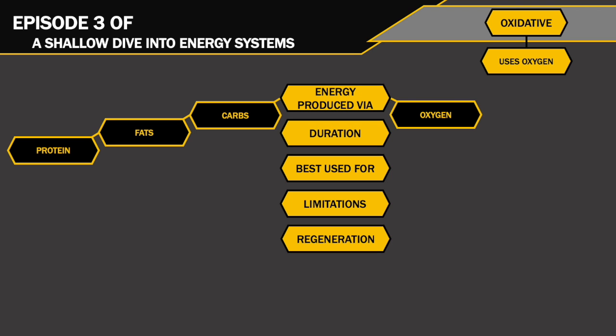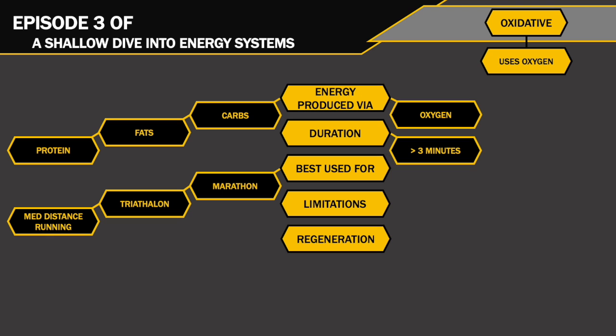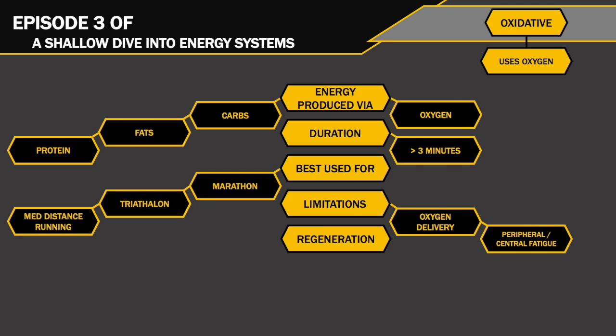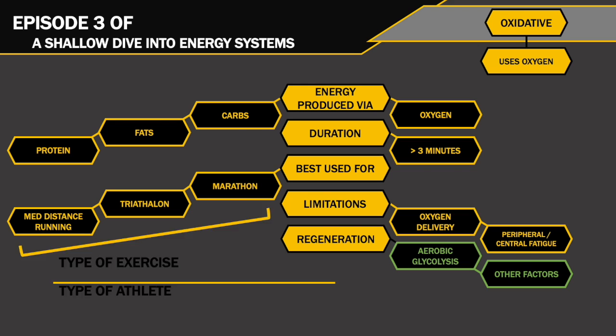If you want more information on metabolism of these macronutrients, check out one of my other videos. The duration is anything greater than 3 minutes, and it's best used for marathons, triathlons, or medium distance running. The limitation is oxygen delivery, but this is more from a peripheral central fatigue model. Regeneration is through aerobic glycolysis. However, there are other factors that play a role in this regeneration process.